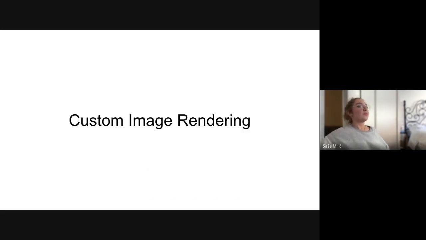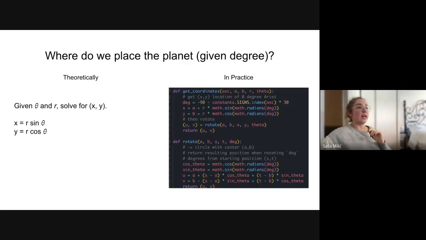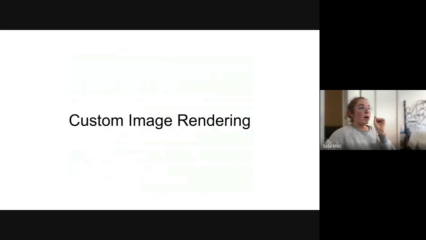Okay, so this is the most basic stuff in order to get a planet in the correct position, and I had this done a month ago. Now I'm getting into custom image rendering. These are custom algorithms to get the image to actually look good.